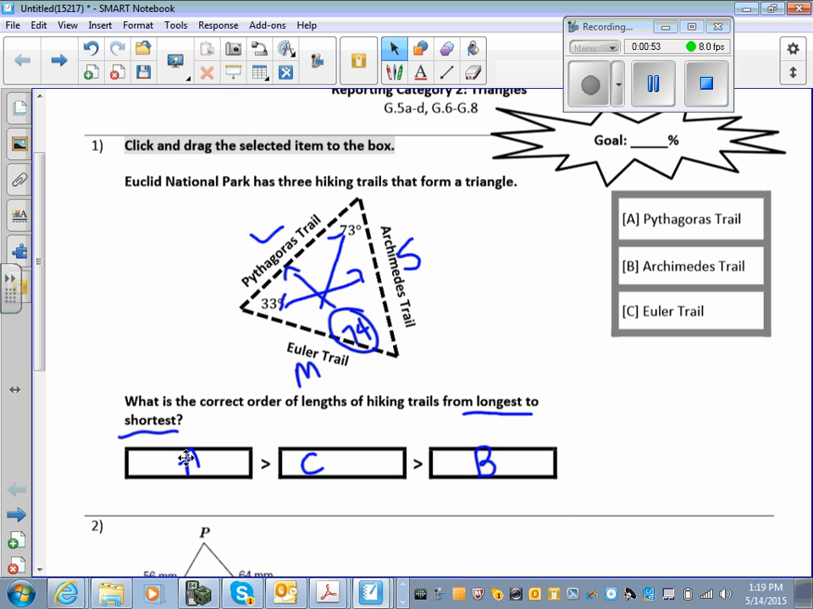All right, number 2. Okay, I'm trying to get it. All right, let's do it from the computer then.